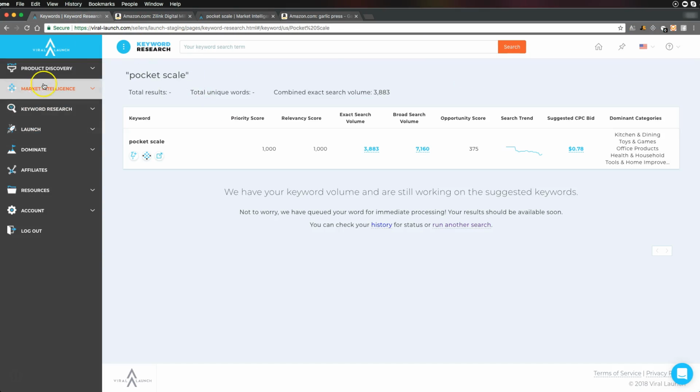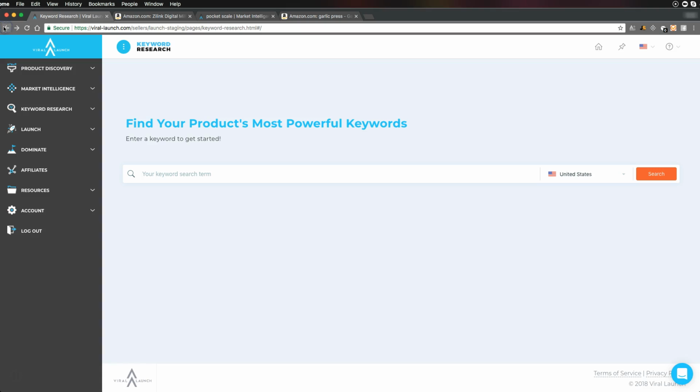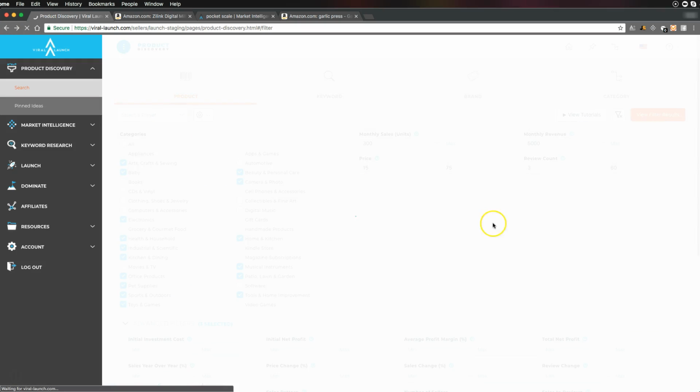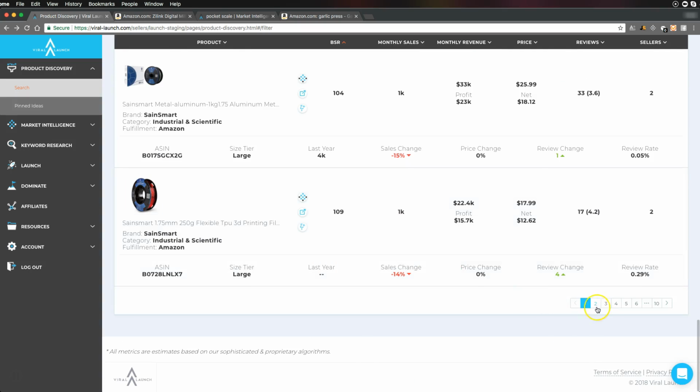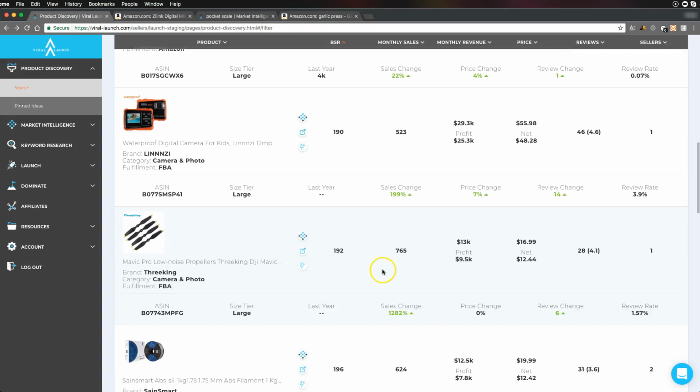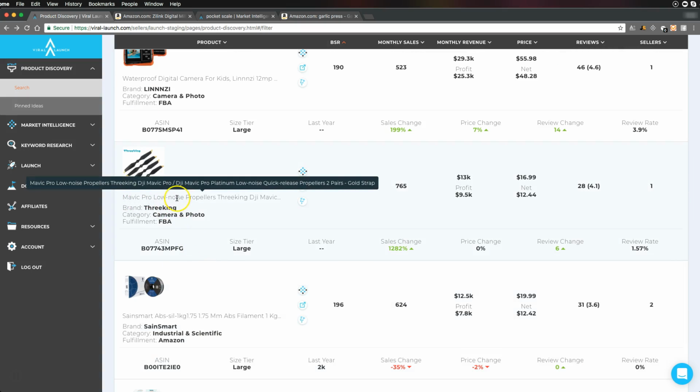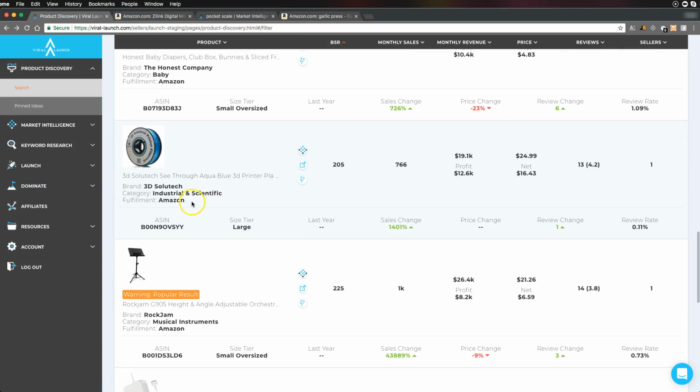But let's keep moving forward here and go back to our product discovery and see if we could discover a little bit more products here using some of the filters that we implemented earlier, and see if we could find some more products that are crushing it. So let's go over to the third page here and keep going. Here we have the Maverick Pro propellers. So let's go pass on those.